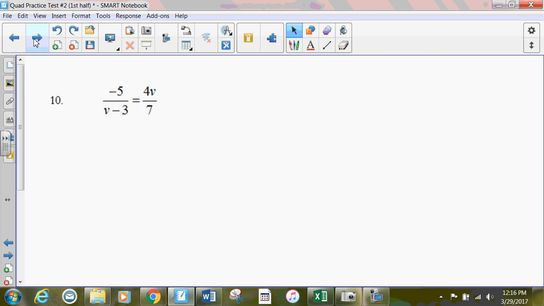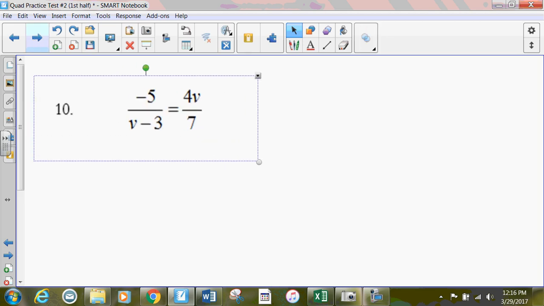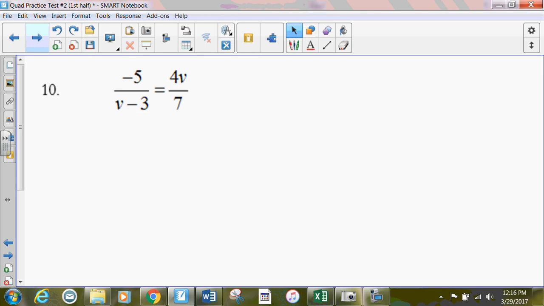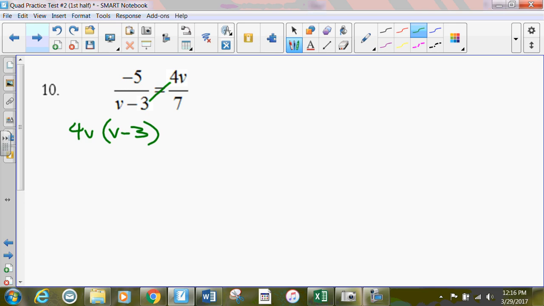All right, let's look at 10. It is a proportion. We're going to cross multiply where we want to multiply the terms with the variable in first. So when I cross multiply that, it's saying 4v times v minus 3. Once again, feel free to change out your v's for x's if you like x's better. It's the same thing, they just represent an unknown, right? And so when I have this, I know that I need to distribute. So 4v times v is 4v squared, and 4v times negative 3 is negative 12v.